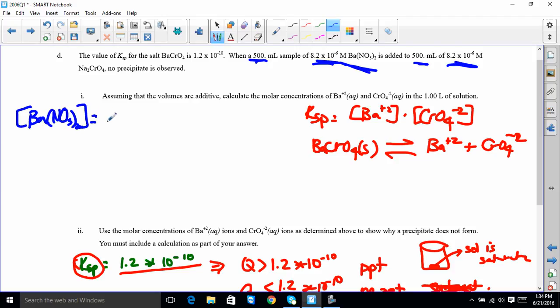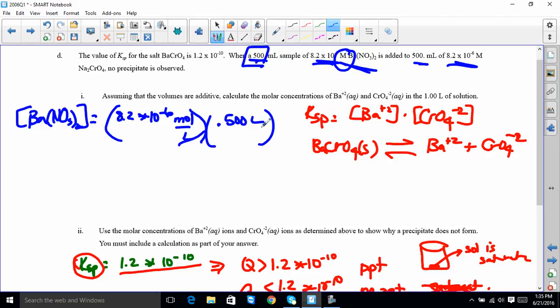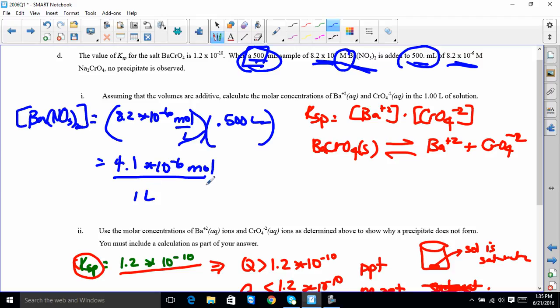And so what happens is, if I take 8.2 times 10 to the -6 moles per liter, because that's what molarity means, and multiply by 0.500 liters, because that's what 500 milliliters is, we end up with 4.1, because I'm going to take half of 8.2 times 10 to the -6 moles. And then the new volume is 500 milliliters plus 500 milliliters, which is 1,000 milliliters, which is 1 liter. And so this ends up being 4.1 times 10 to the -6 molar.